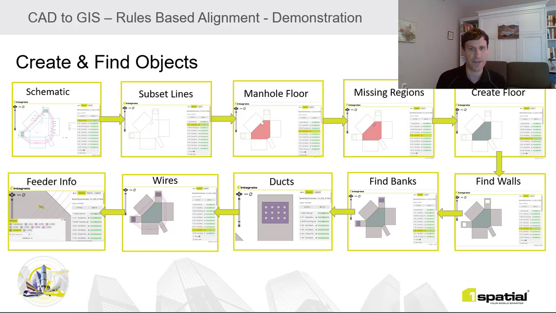This includes identifying the floors, which is essential in the alignment of the data into the GIS. We were also able to identify the walls, banks, ducts, wires, and feeder information.